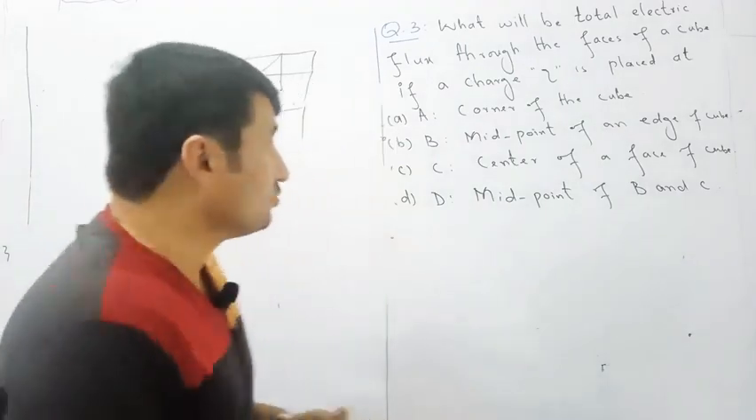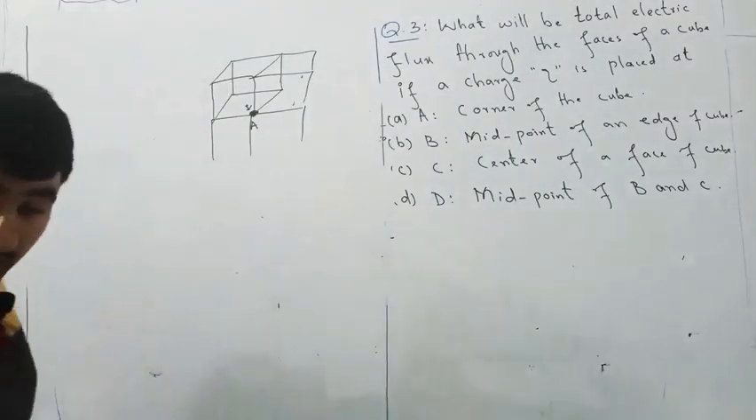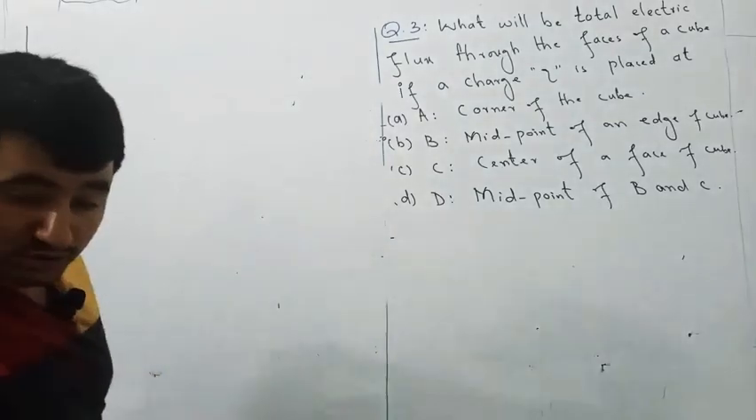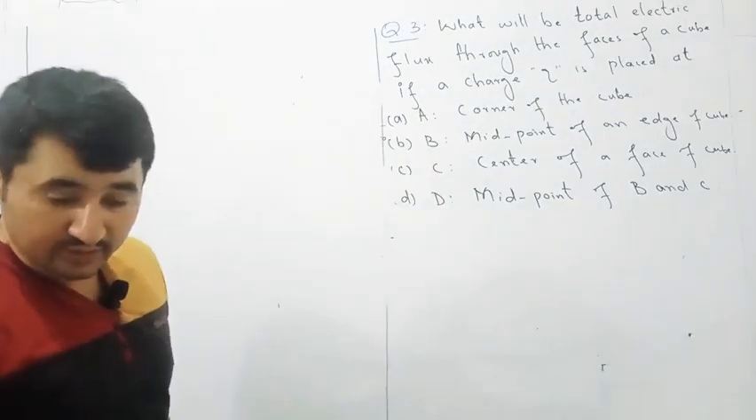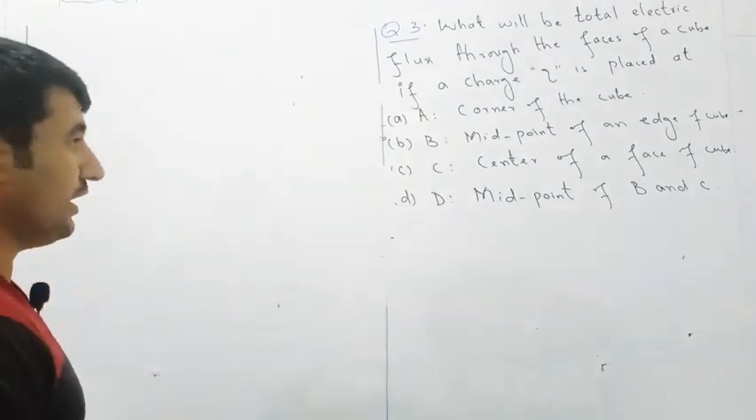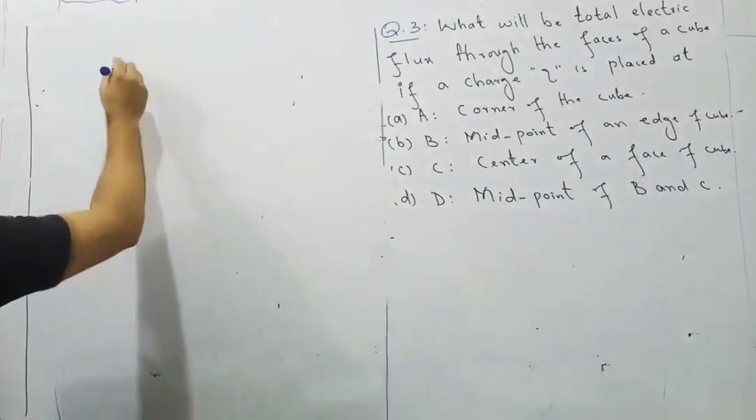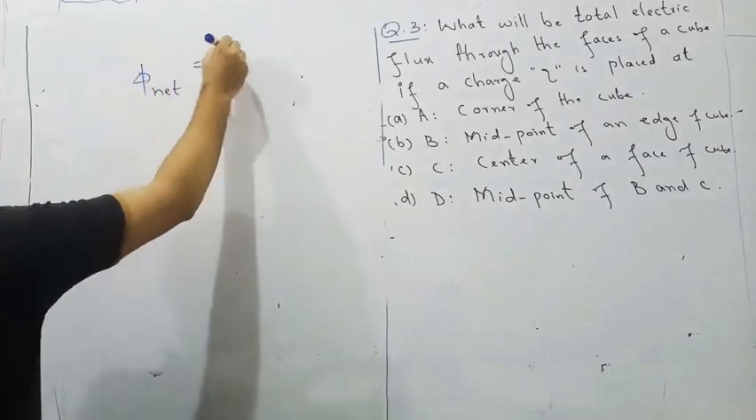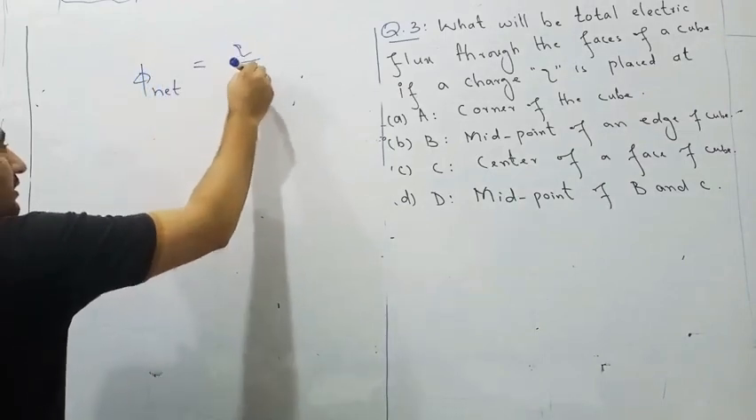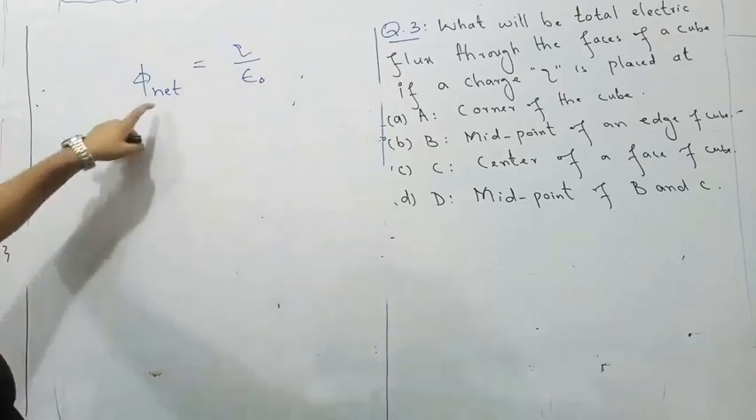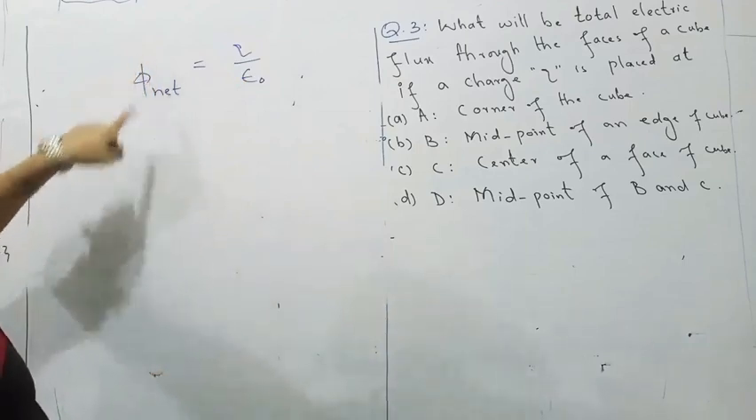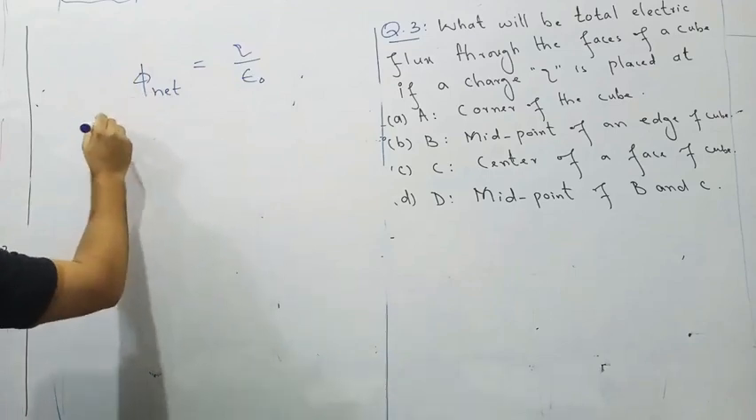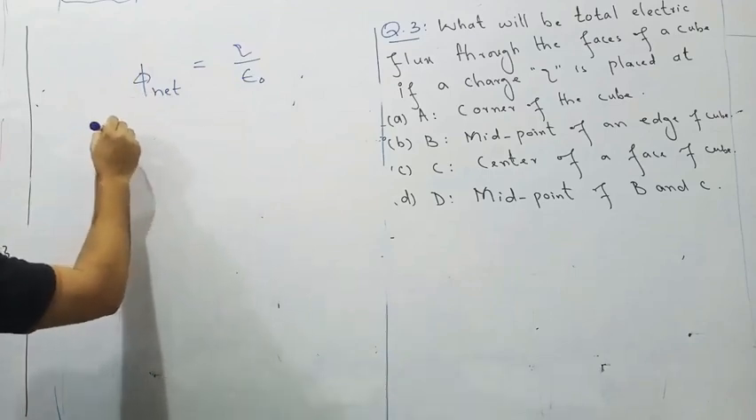So the answer would be, answer क्या होगा? This charge is enclosed, equally shared in case of the 8 cubes. So the net electric flux, by Gauss's law, is Q by epsilon naught. So in this case, this net electric flux is equally shared by the 8 cubes. So I would write it very simply.